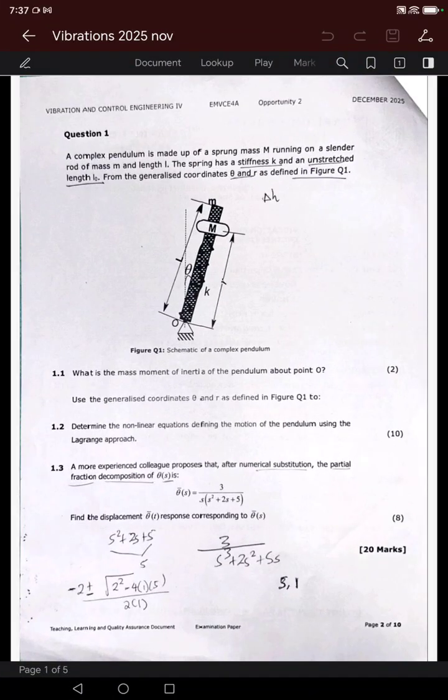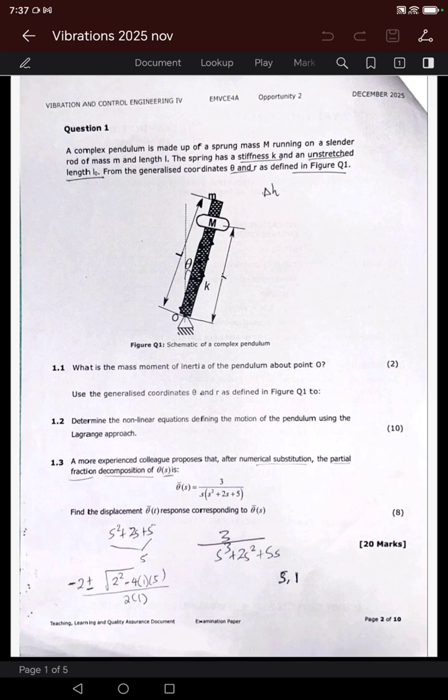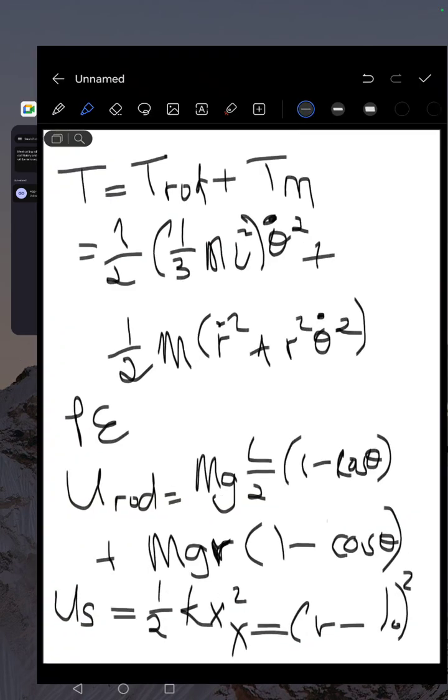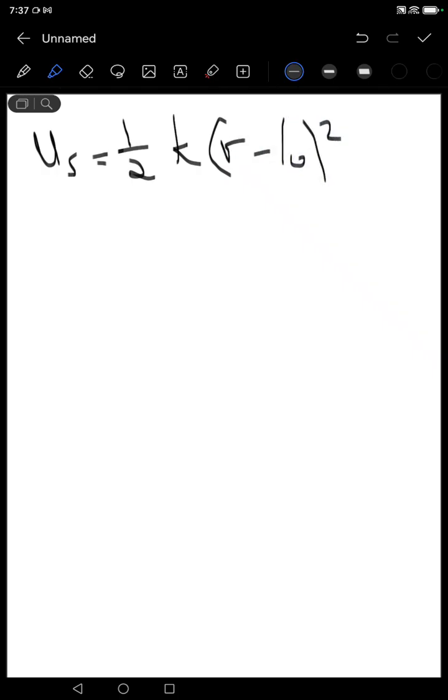They said the spring has a stiffness k and unstretched length L0. Like it's unstretched L0. From the general, okay, it's fine. We have this r, and the length of the spring, so it's going to be r minus L0, the extension of the spring. Moving forward, our U_s is going to be half k into (r minus L0) squared.